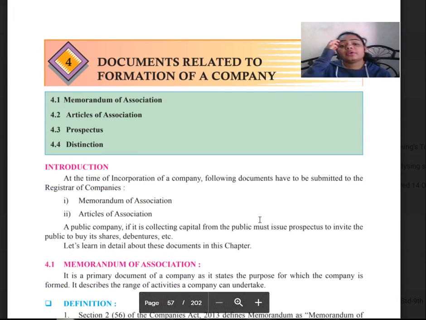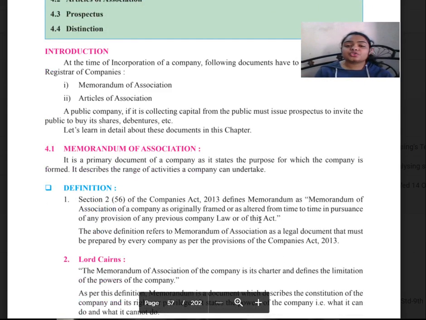Now next we have documents related to formation of the company. Now we shall be studying about the three most important documents of the company, which are memorandum of association, articles of association, and prospectus. So these three documents we shall be studying each of them in detail. So let's start with the fourth chapter.